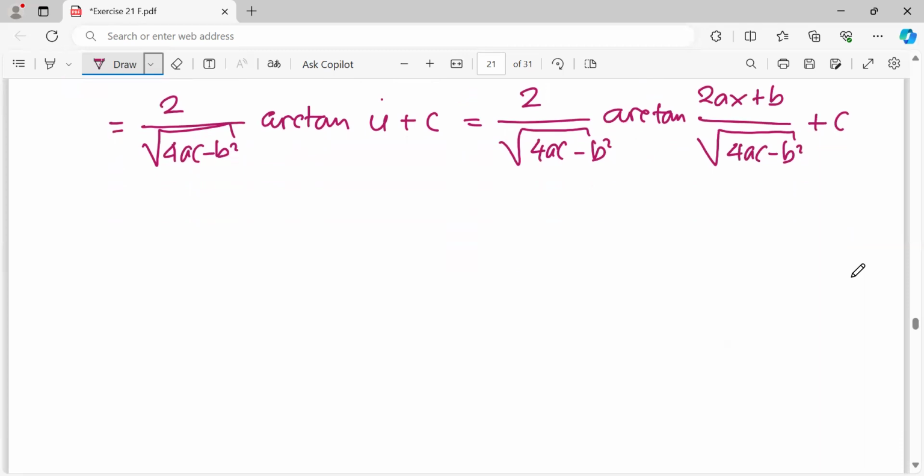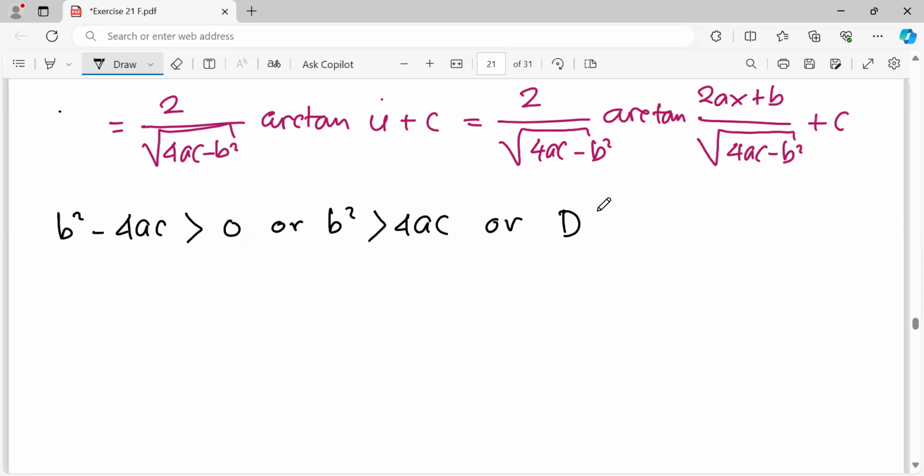The next case is b squared minus 4ac greater than 0, or b squared greater than 4ac, or discriminant greater than 0. The discriminant is b squared minus 4ac, so therefore I write down D greater than 0.